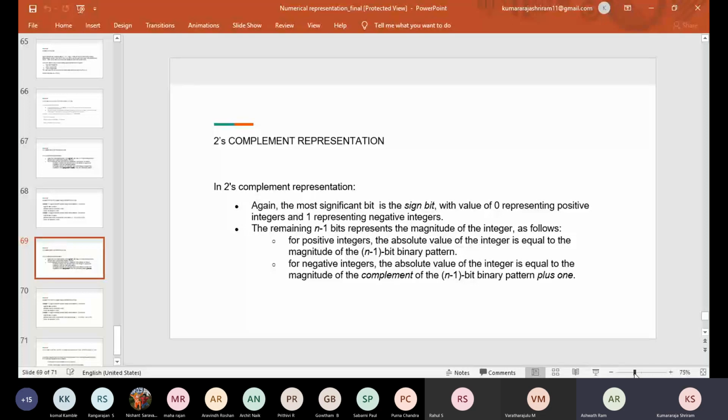For positive integers, if the most significant bit is 0, the remaining bits we calculate just like a normal binary pattern. But in the case of negative integers, we calculate it by adding 1 to the binary pattern. There's actually another shortcut method which is mainly used, which is why 2s complement representation is mostly used. So next slide.